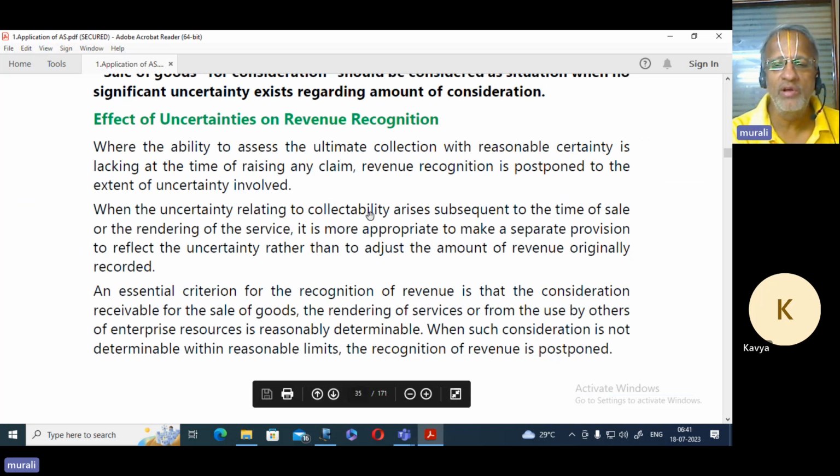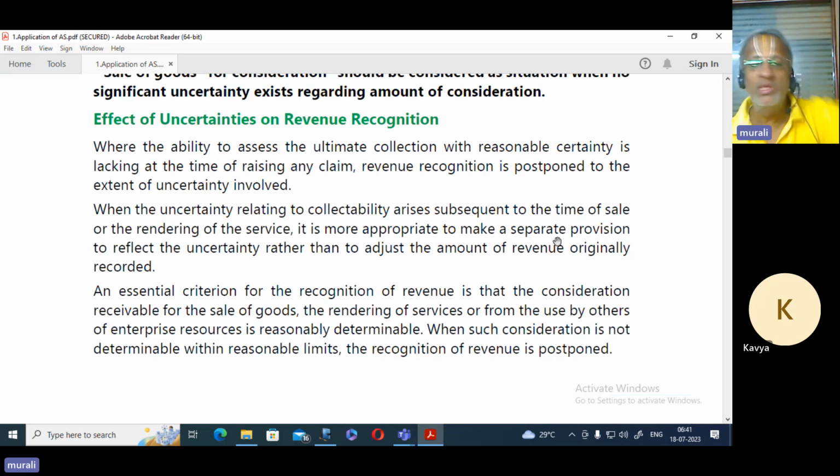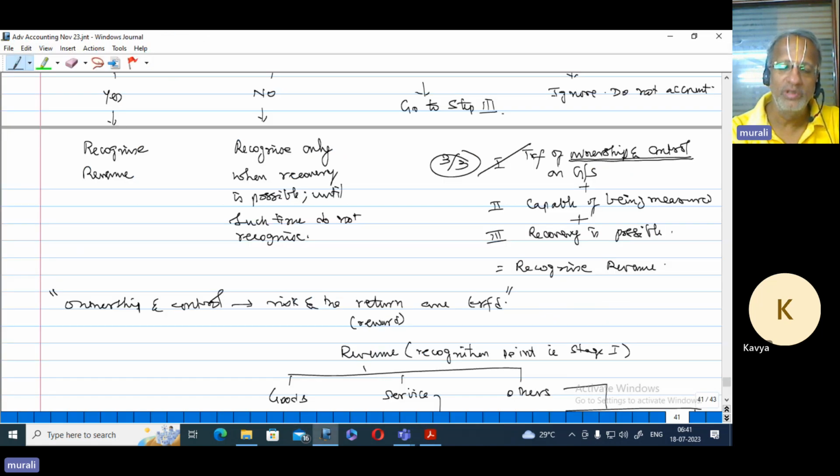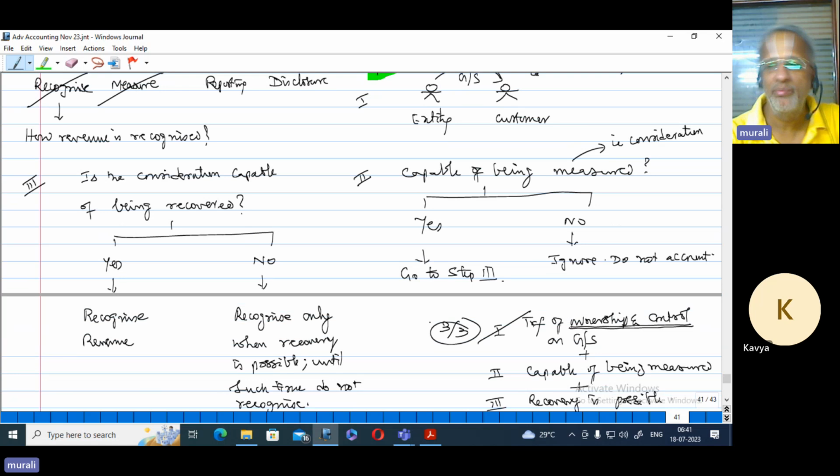When the uncertainty relating to collectability arises subsequent to the time of sale or rendering of services, it is appropriate to make a separate provision to reflect uncertainty rather than to adjust the amount of revenue originally recognized. I told you not to reverse. An essential criterion for the recognition of revenue is that the consideration receivable for sale of goods, rendering of services, or use by others of enterprise resources is reasonably determinable. So this is, they are talking about the second one. When such consideration is not determinable within reasonable limits, revenue recognition is postponed. So determinable is what we have said as being measured.